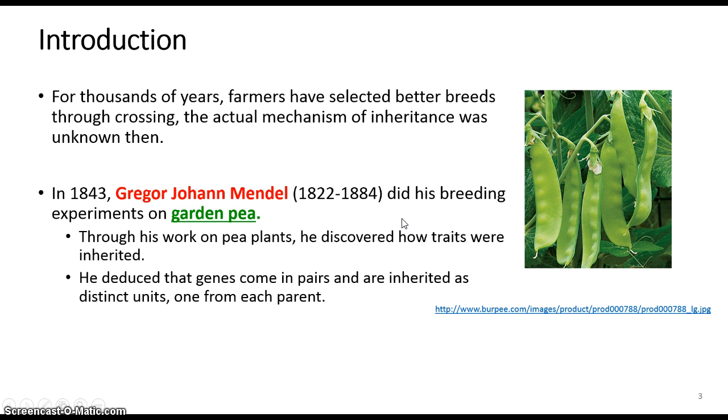Okay, for thousands of years, farmers have selected better breeds through crossing, even though at the time they didn't know the actual mechanism of how traits were passed from one generation to another. However, in 1843, Gregor Mendel did some experiments on garden peas. Through his work, he discovered how traits were inherited from one generation to another. He also revealed that genes come in pairs and are inherited as distinct units. There's one from a father and one from a mother in human beings.